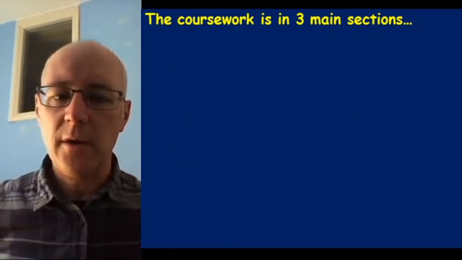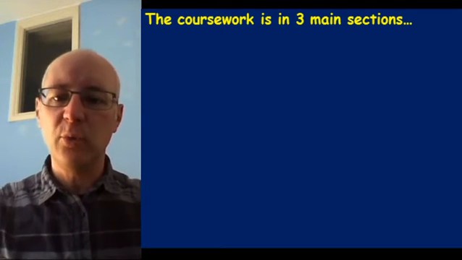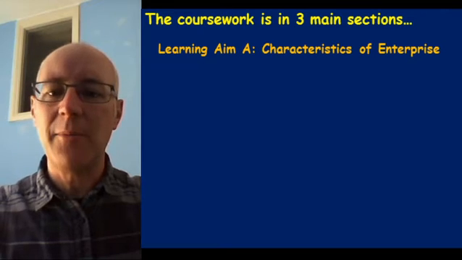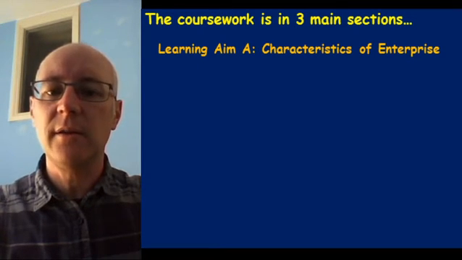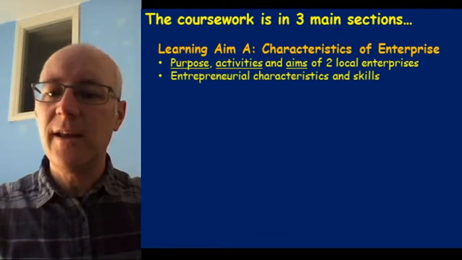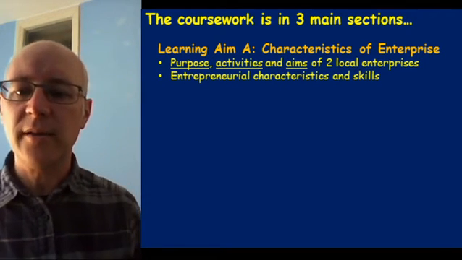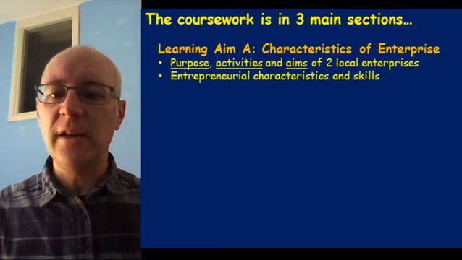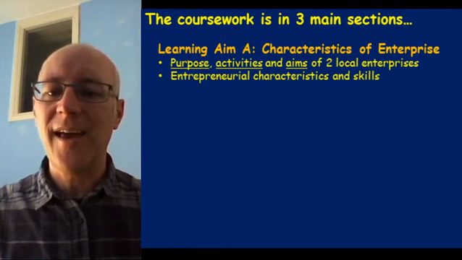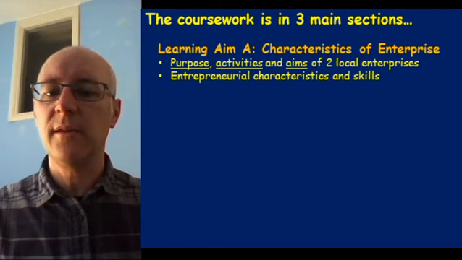Okay, so you know already, I'm sure, that the coursework is in 3 main sections. The first section, Learning Aim A, is all about the characteristics of the enterprise. So 2 bits to that really. One is talking about the enterprise itself, the business itself, and you need to do that for 2 different businesses, about the purpose, the activities and the aims of those 2 local enterprises.